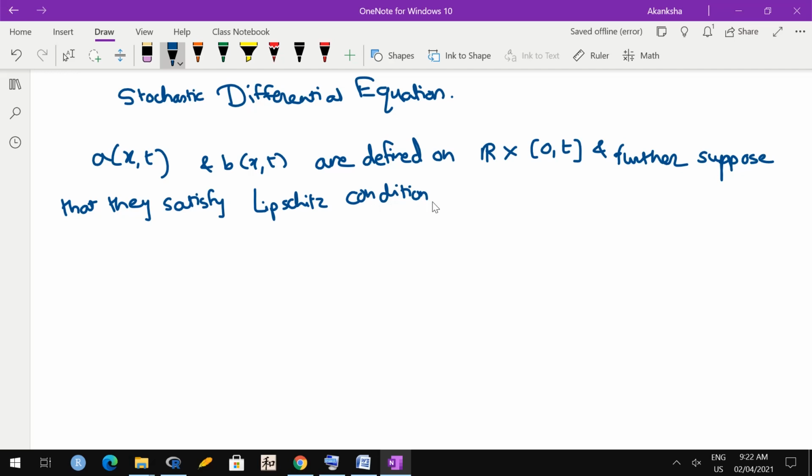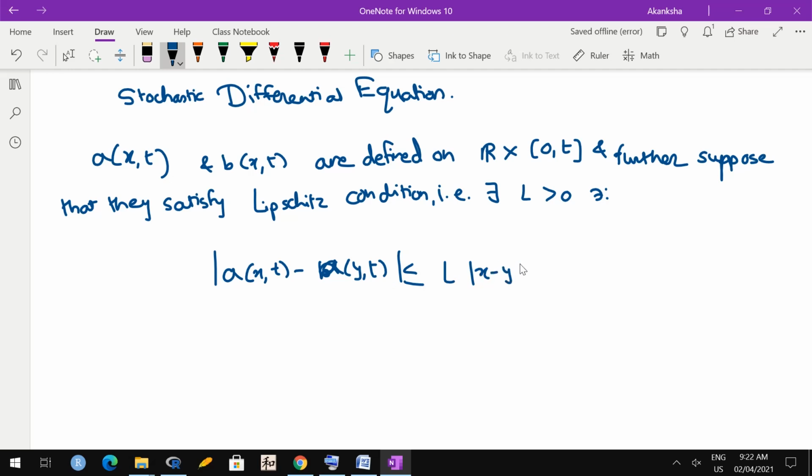What is the Lipschitz condition? That is, there exists L greater than 0, of course, such that mod of a(x,t) minus a(y,t) is less than or equal to L times mod x minus y.